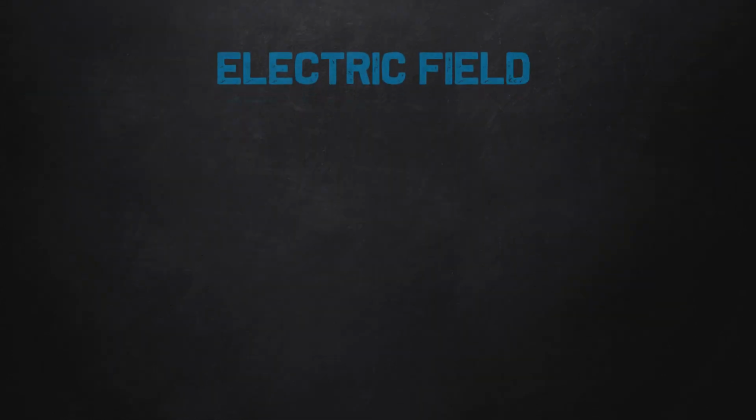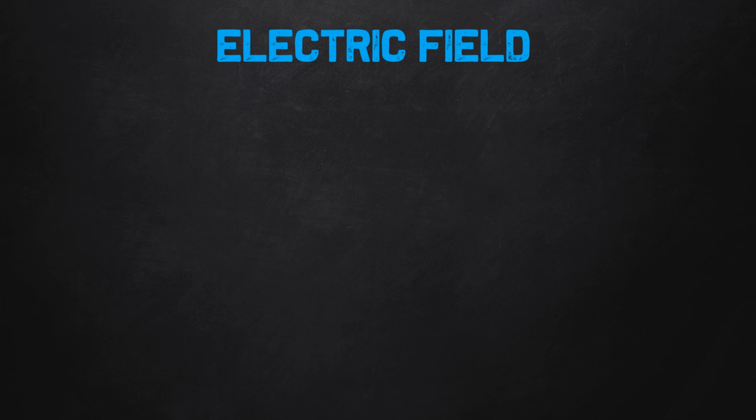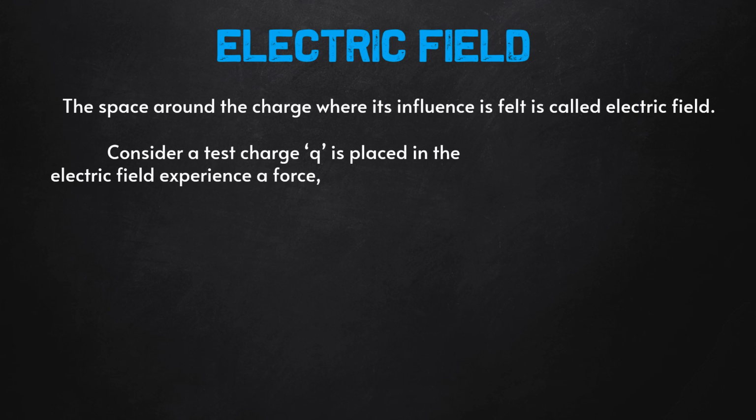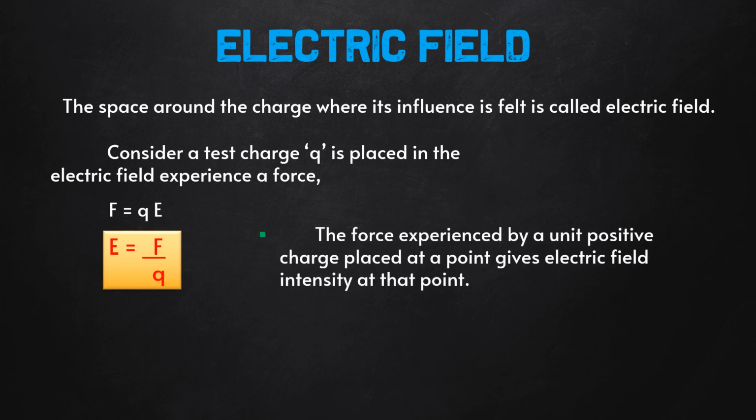Now we will discuss electric field. The space around the charge where its influence is felt is called electric field. Let me consider a test charge Q is placed in an electric field. You know, whenever a charge is placed in an electric field it will experience a force, and the force experienced by a charge placed in an electric field is given by F is equal to QE. From this, you can define what is this electric field E, and E can be expressed as F by Q. It means the electric field intensity at a point is the force experienced by a unit positive charge placed at that point. The electric field is measured in the unit Newton per Coulomb.